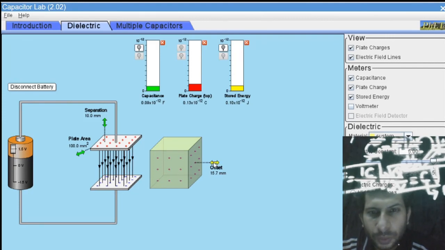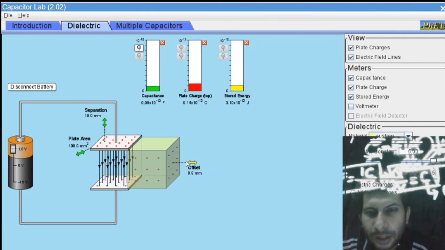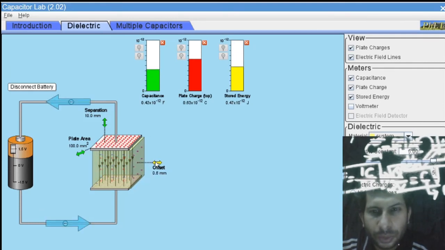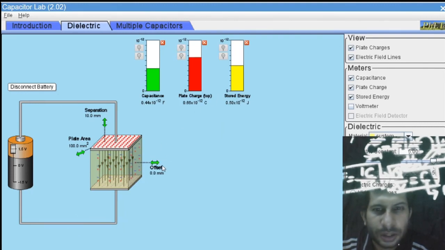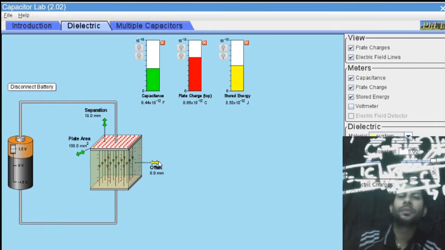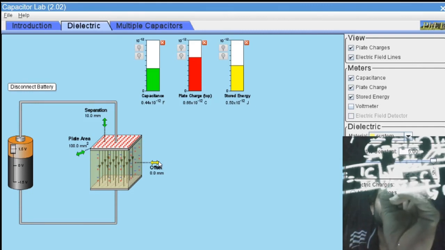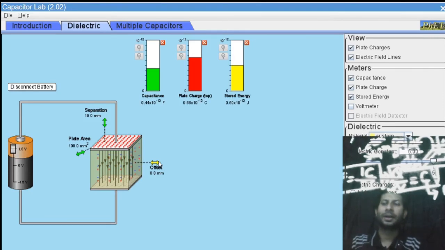Now we try to insert the dielectric, and you can observe the plate charge increased in the red bar, the green bar is also increased, that means capacitance is also increased, and charge stored is also increased. From this experiment or simulation, we can observe that the permittivity of a dielectric material is directly responsible for increasing the capacitance of the parallel plates.